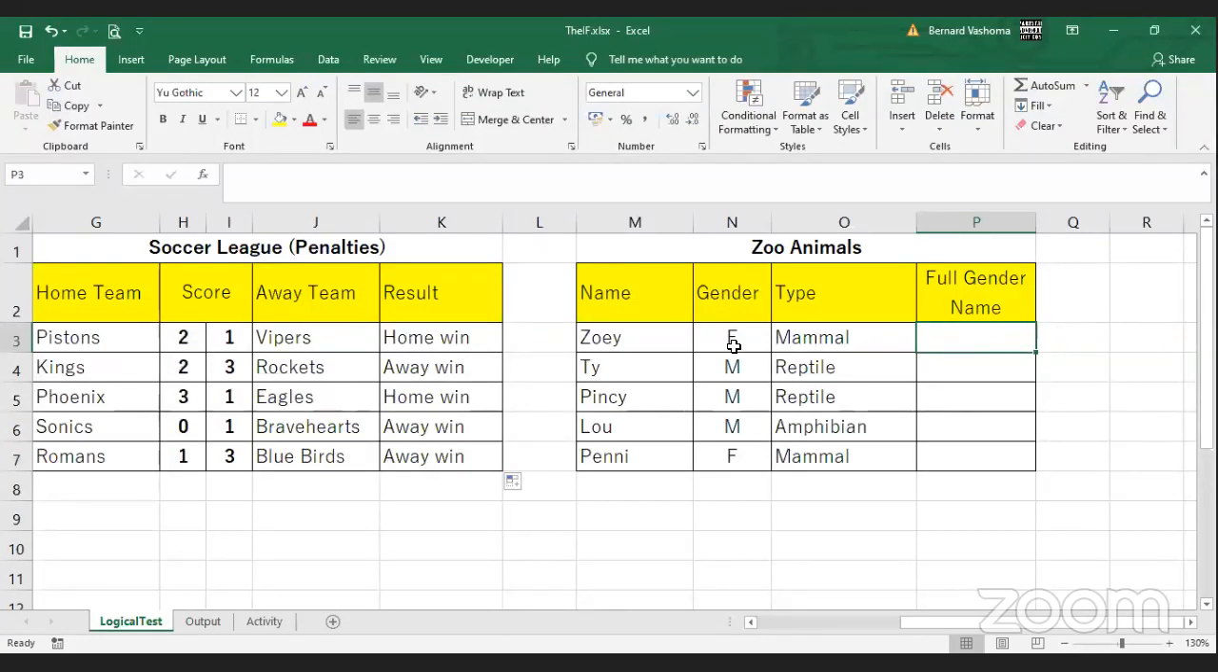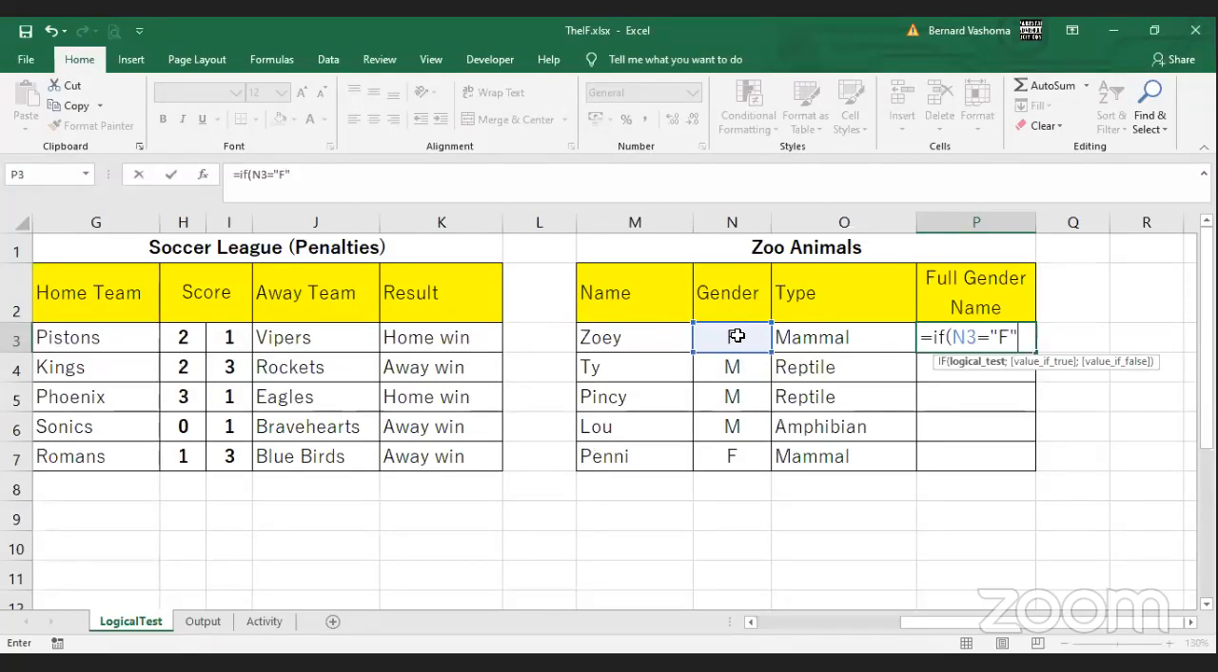Like for instance, if this is F, we want to have female there, right? Or male, male or female, based on the letter that is displayed there. So here an animal can either be male or female. So we're going to say equals IF this value here is equal to "F". Now, notice the way I type F. It's in quotes. Why? Because F is an alphabetical letter and it has to be surrounded by quotes.